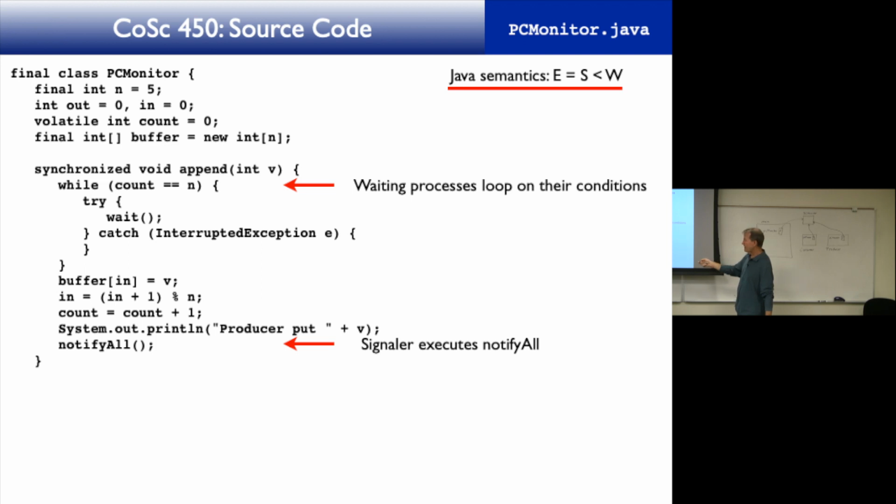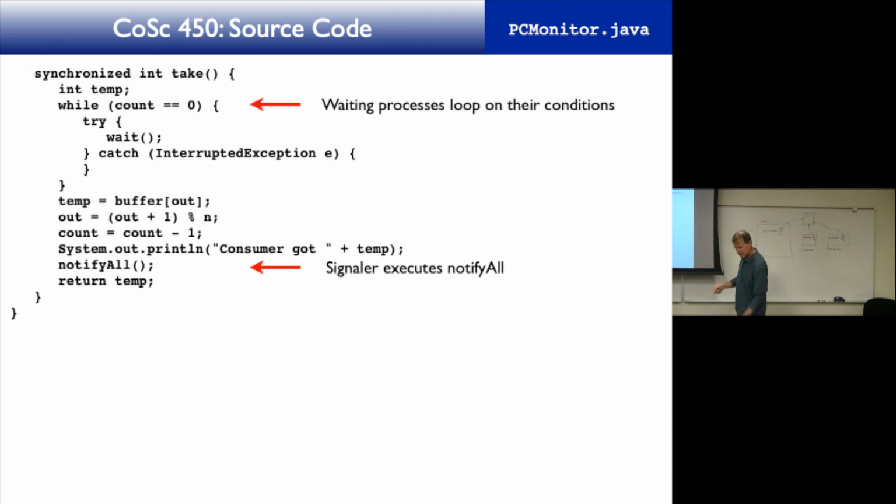Yeah? And then here's the code that's like the other. Buffer newest gets v, newest gets newest plus 1 mod n, count gets count plus 1, System.out.println producer put v, and then notify, and then the signaler executes notifyAll. So that's what we had seen before. So this is in a loop, and this is notifyAll. And it's the same kind of thing for take.